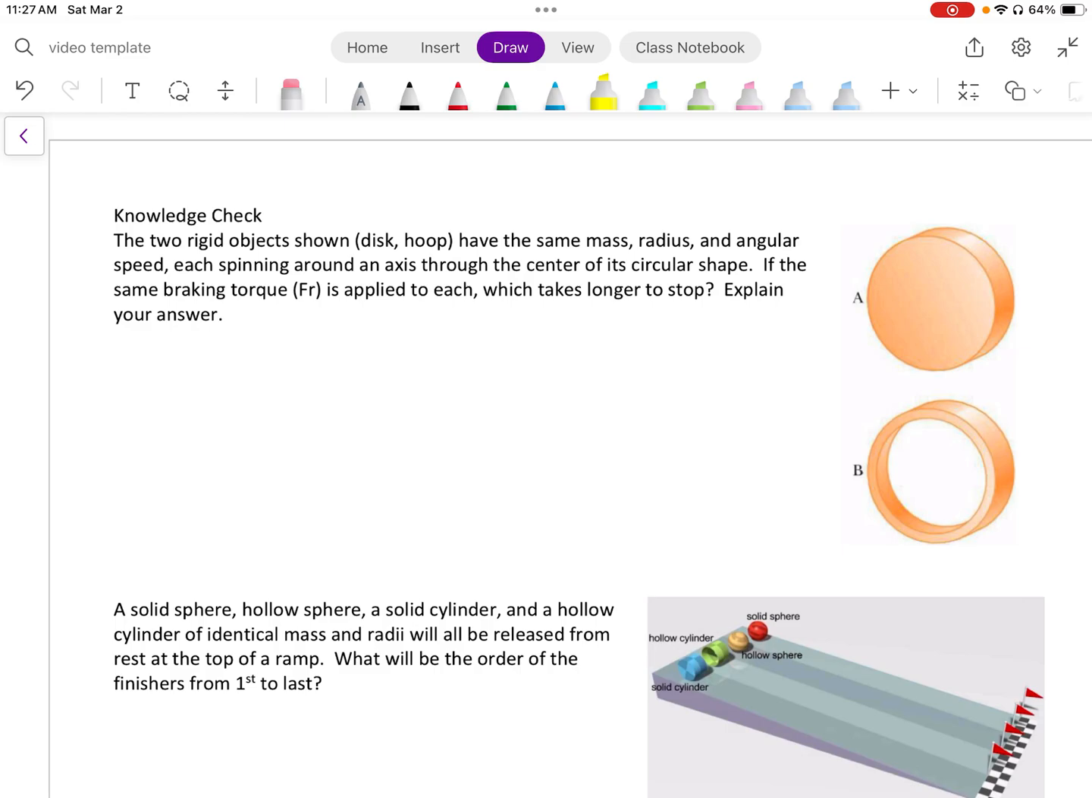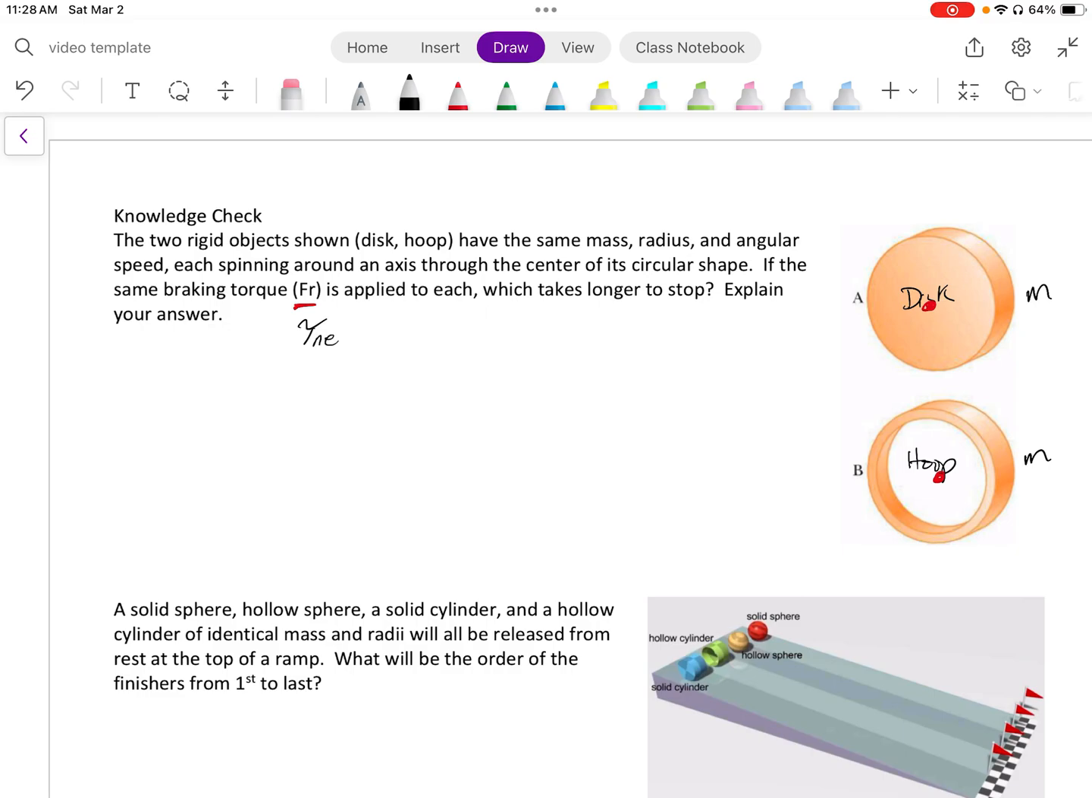We have two rigid objects shown. We have a disc and a hoop. They both have the same mass. So we'll assume that this is M and this is M. This is considered a disc and this is considered a hoop. All the mass is located at the edge on the hoop, and all the mass is evenly distributed about the disc. If they're spinning about an axis of rotation right through the center, that matters. So here's the axis of rotation, here's the axis of rotation. If the same braking torque is applied to each, which will take longer to stop? Explain your answer.